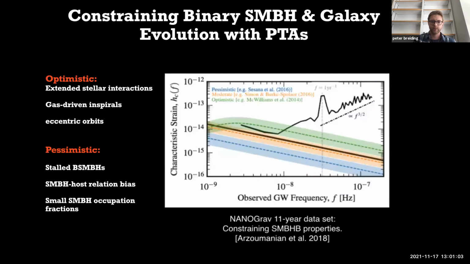This plot right here. There are different types of models that give you different answers, this is all population modeling. Depending on the type of model you're using, you get different answers for what the characteristic strain from the ensemble emission of binary supermassive black holes should be. And PTAs are helping constrain that. But EMs are, what should I say, not commensurate, different modalities should be used.